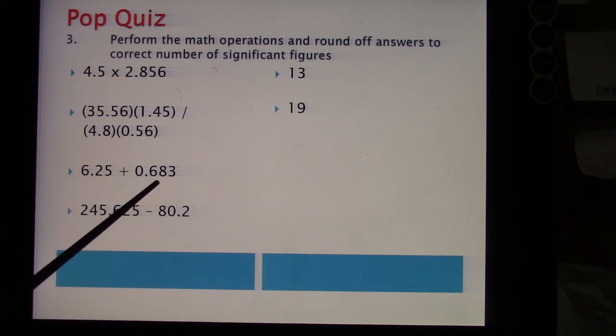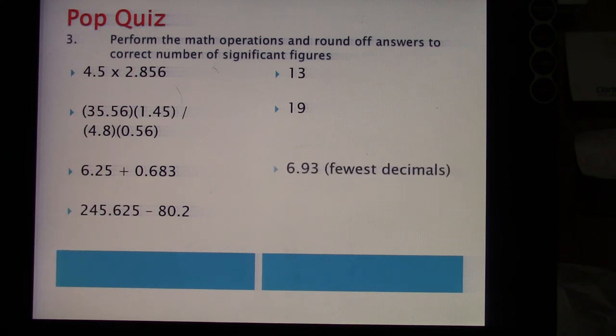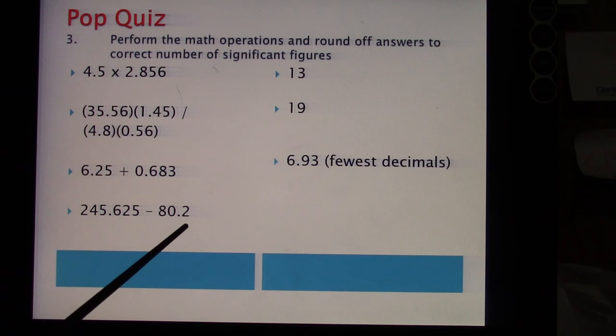625 plus this. So adding and subtracting goes by the fewest decimals. So it has 2 decimals, it has 3. So the final answer should only have 2 decimal places. Same thing for the last one. 3 decimals, subtraction, 1 decimal. Final answer should only have 1 decimal place. Right, 165.4. So don't get the rules mixed up. Remember, adding, multiplying, dividing is the fewest sig figs. Adding and subtracting goes by the fewest decimals.